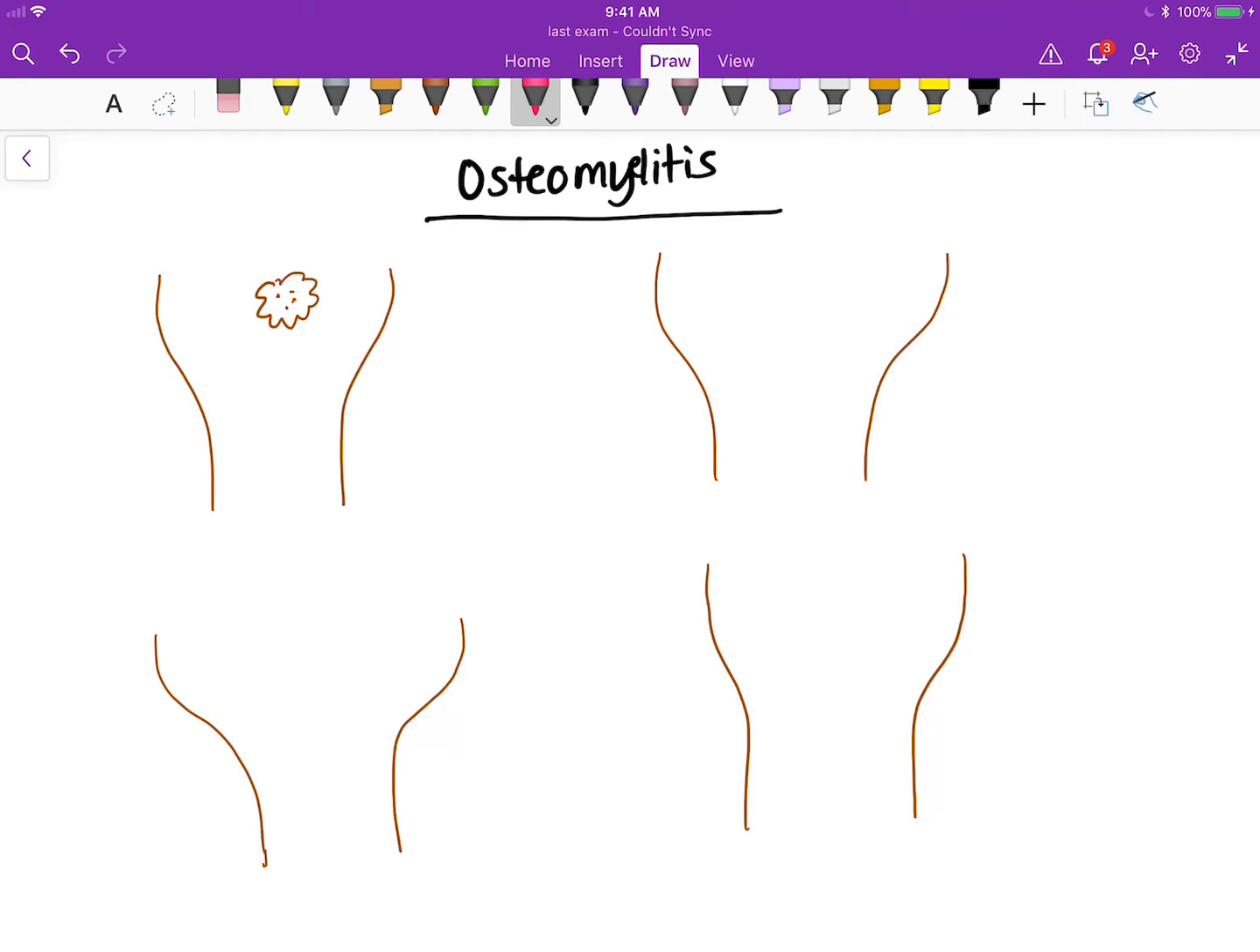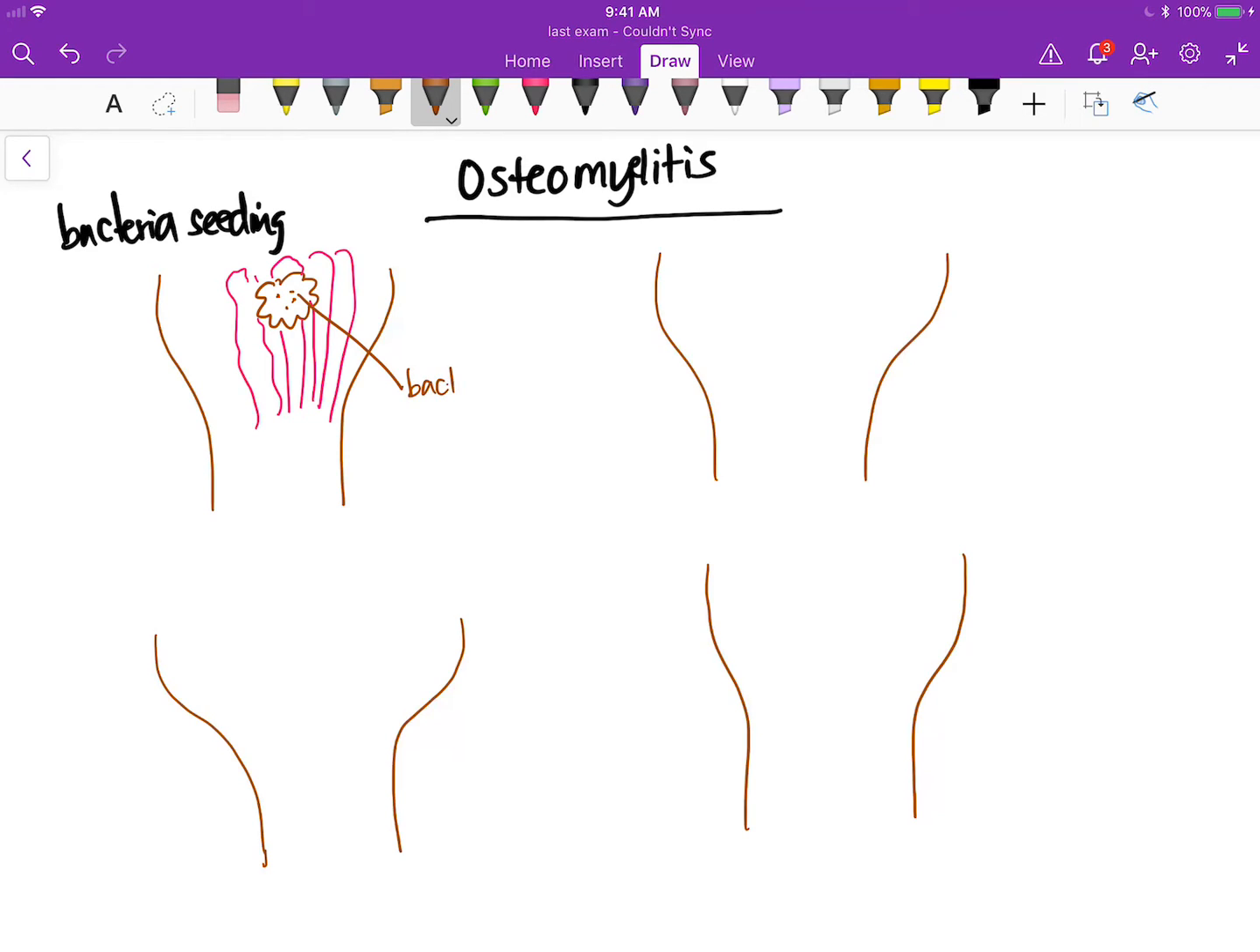And the reason why you have an abscess is because you have all these blood supplies where the blood is going very, very slowly. So it gives bacteria a chance to seed. So we can call it bacteria seeding, and also that this is your bacteria abscess.